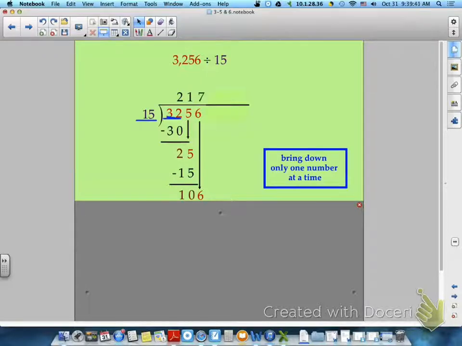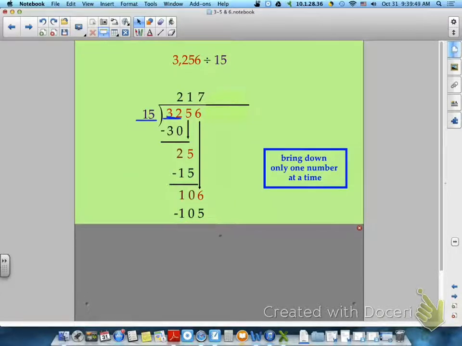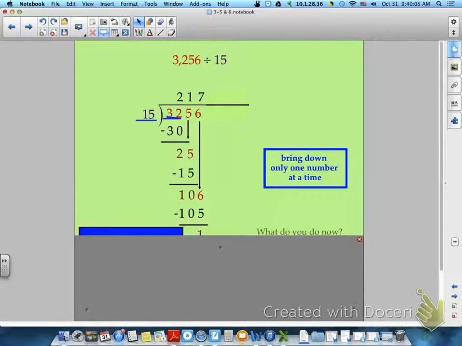Does it hurt to try 7? No. So I'm going to put 7 there. And what is 7 times 15? 105. It's okay. Right? 7 times 5 is 35. And then you have 3. 7 times 1 is 7 plus 3 is 10. Okay. I subtract and I have 1.